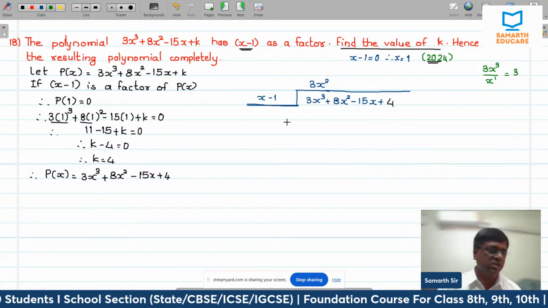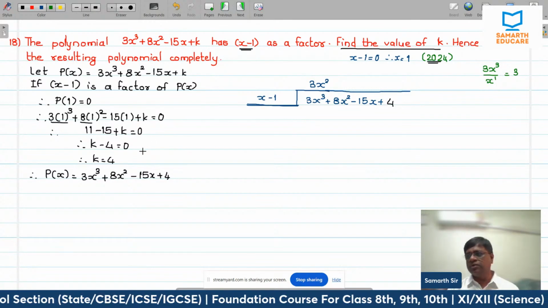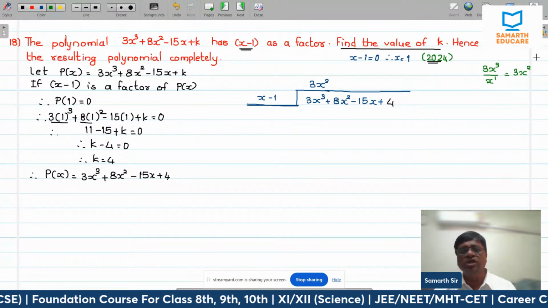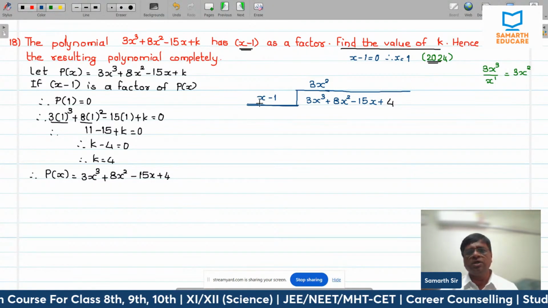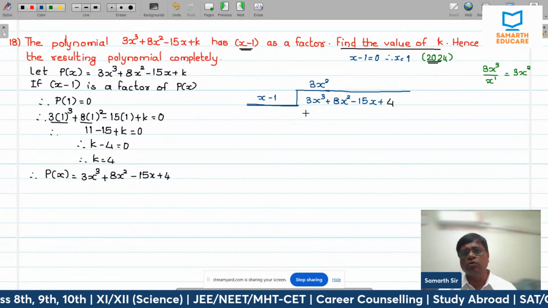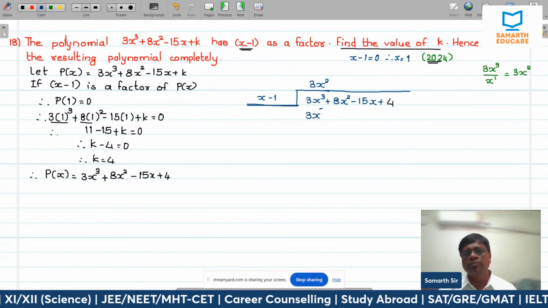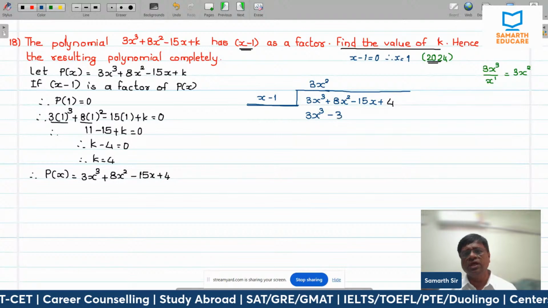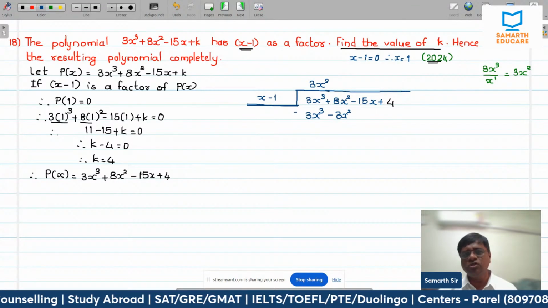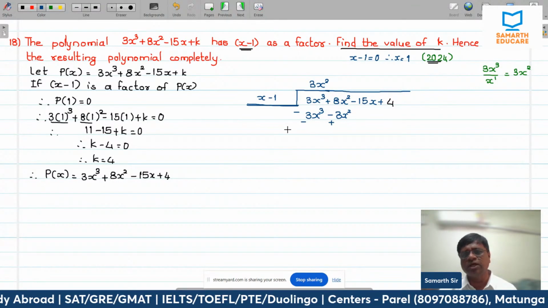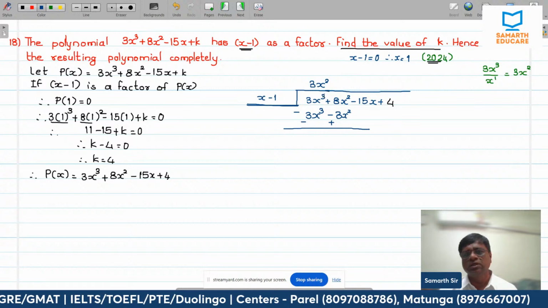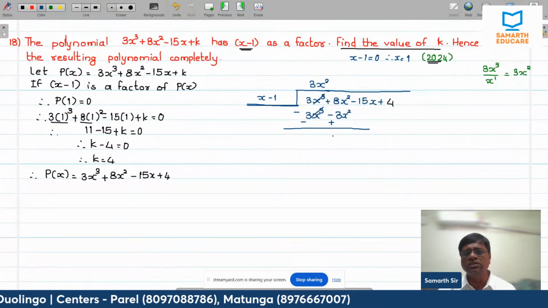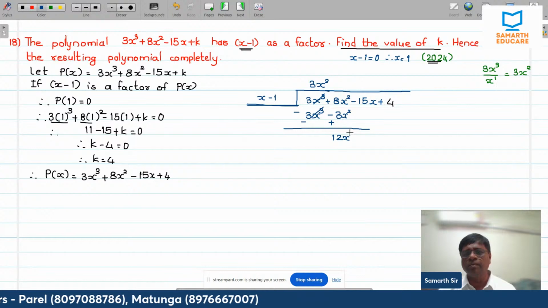By the law of indices also, it becomes x raised to 3 minus 1. That is x square. So I get 3x square. So if I multiply this by 3x square, I get 3x cube, right, minus 3x square. I have to subtract this, so minus plus gets cancelled. 8x square plus 3x square is 12x square.